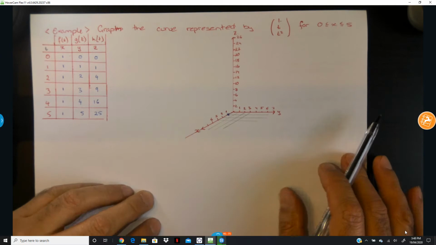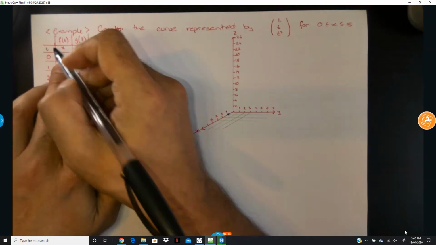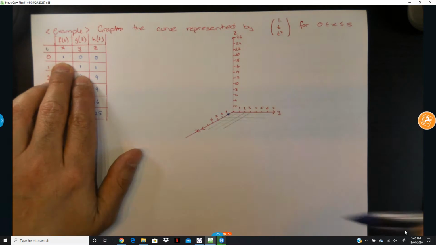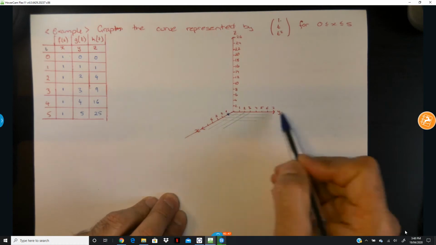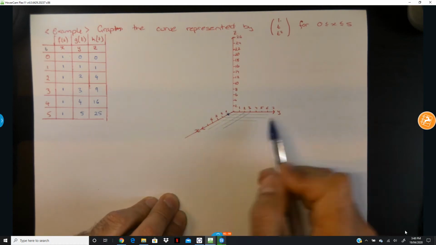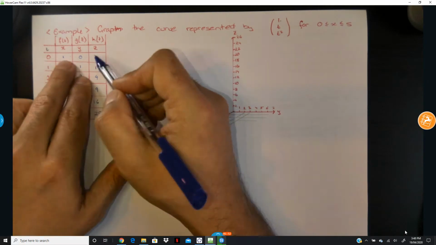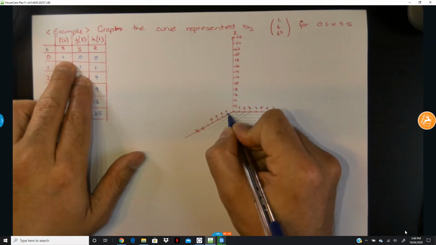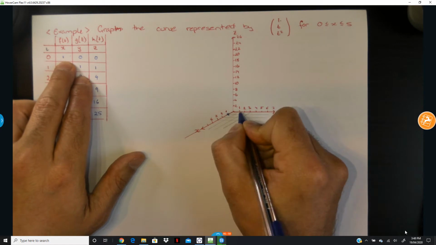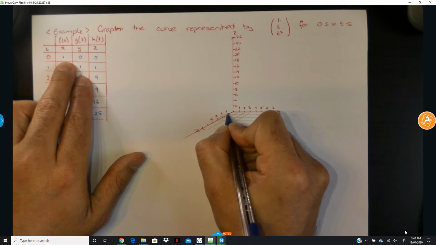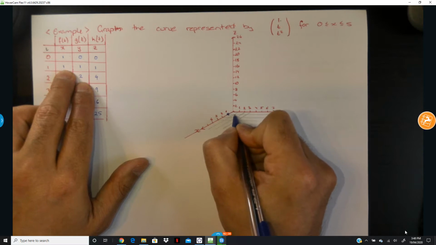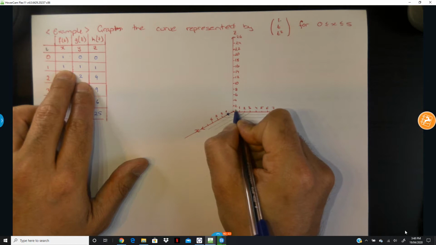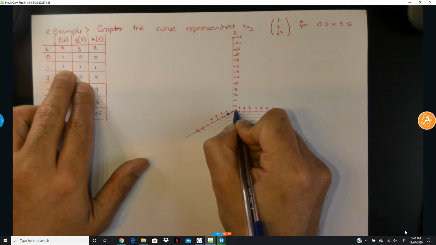So trying to plot points. The first point, we're going to go down to x equals 1. Remember that in 3D space x comes out this way, y that way, and z goes straight up. The first point is 1, 0, 0, so x is 1, y is 0, so I stay at 0, and z is 0, so I stay here. The next point is 1, 1, 1. So I go 1, then I go up to y equals 1, but then I need to go up to when z equals 1.